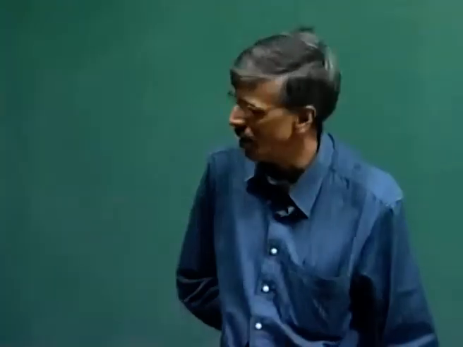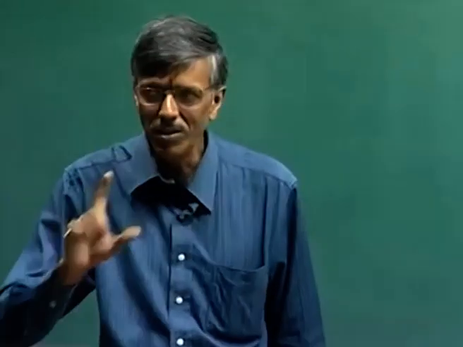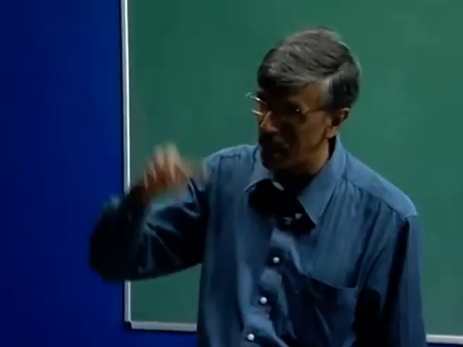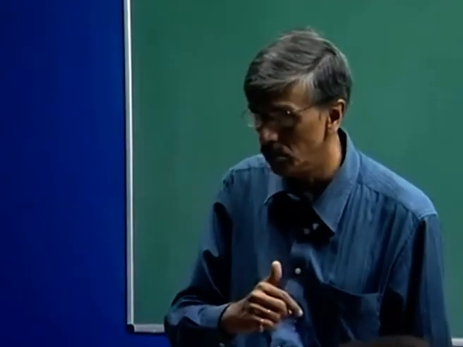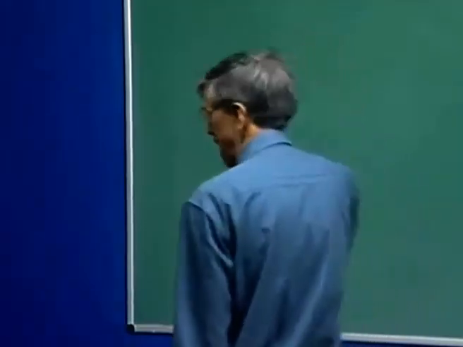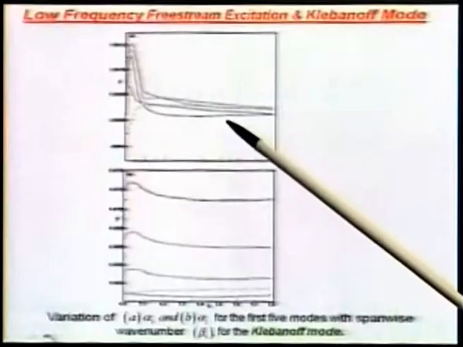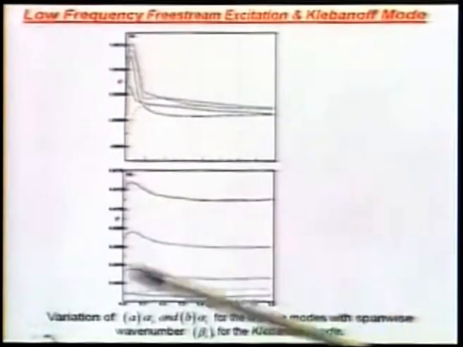Okay. So, now these are what? These are your Klebanoff modes. Why? Because you have put in your omega naught some values which are less than that table I showed. So, maybe less than 0.002, and then I calculated these 3-dimensional modes, the first 5 modes. This is the real part of the spanwise wave number, this is the imaginary part.